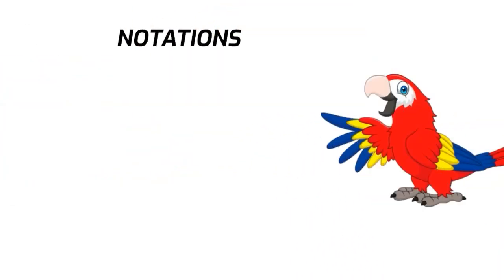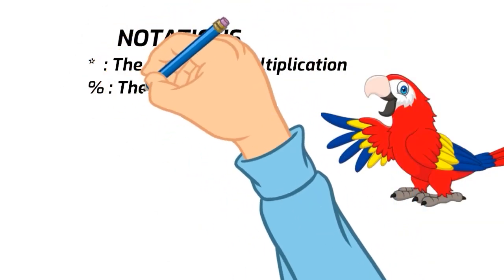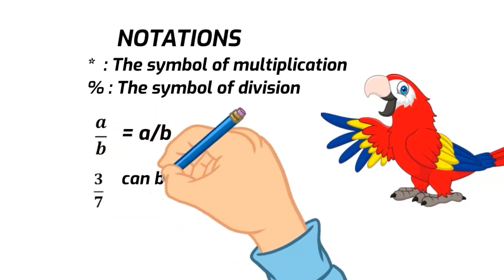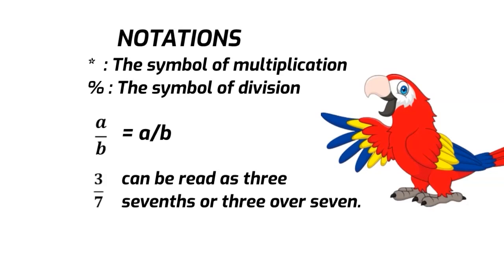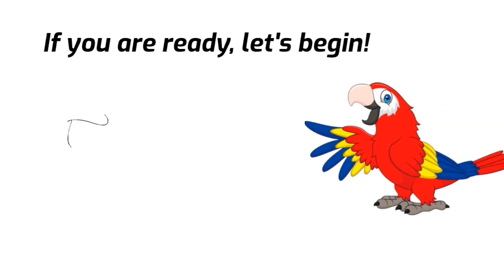Let's review a few details about notations first. These are the symbols we are using today for multiplication and division. And this is how we are going to represent the fractions. We may switch from one to the other. Finally, this is how we are going to read the fractions. For example, this fraction can be read as 3/7 or as 3 over 7. If you are ready, let's begin.